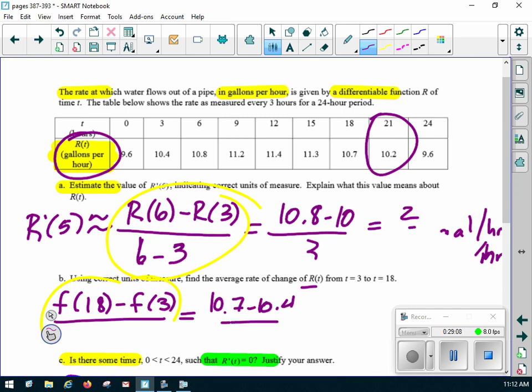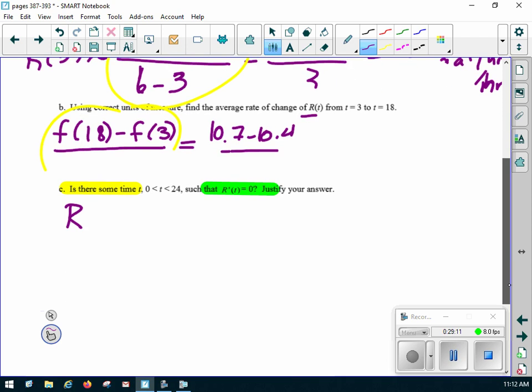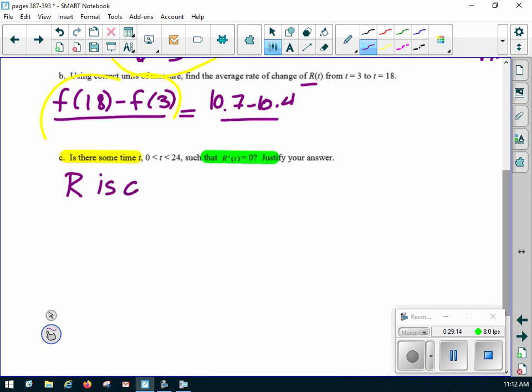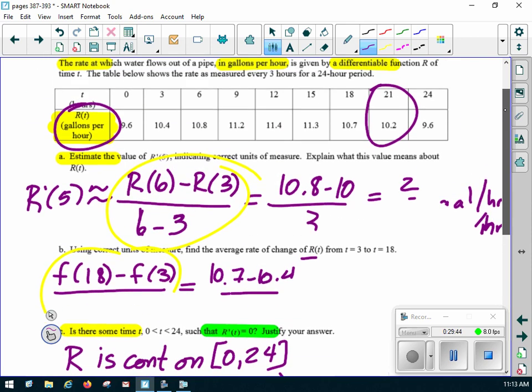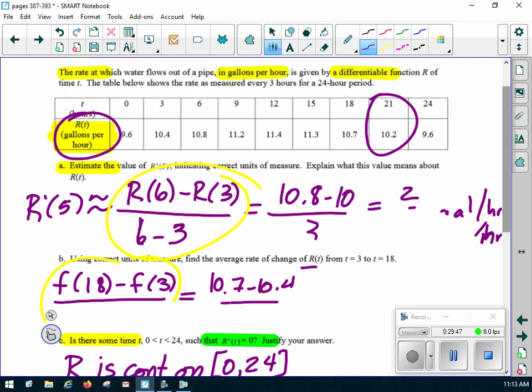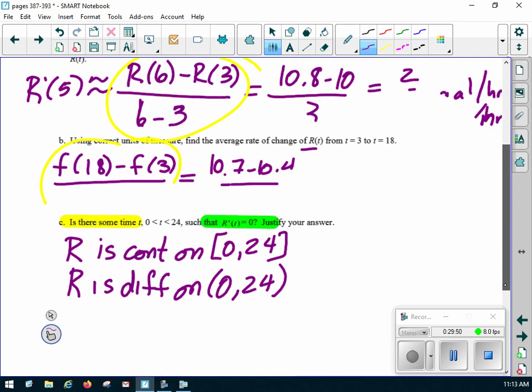Aha, this function is continuous because this function is differentiable. So r is continuous. And remember, the continuity is on a closed interval, so we'll just put that. R is differentiable on the open interval 0 to 24. If we're going after Rolle's theorem, we've got one more criteria. What is it? R of 0 equals R of 24. Does R of 0 equal R of 24? Yes, they both equal 9.6.